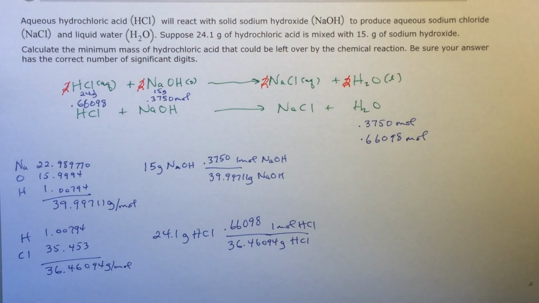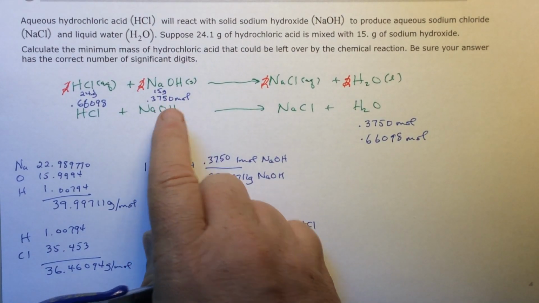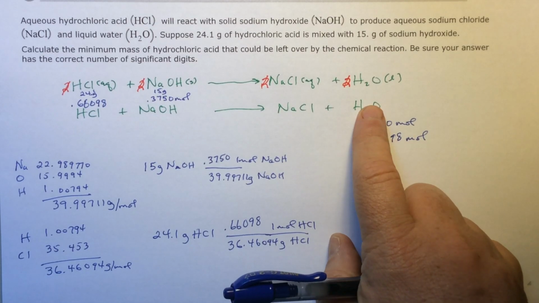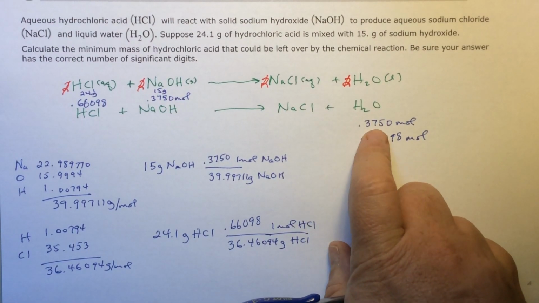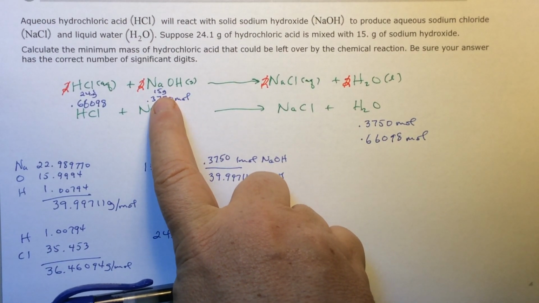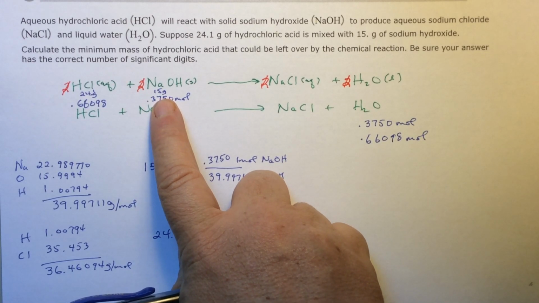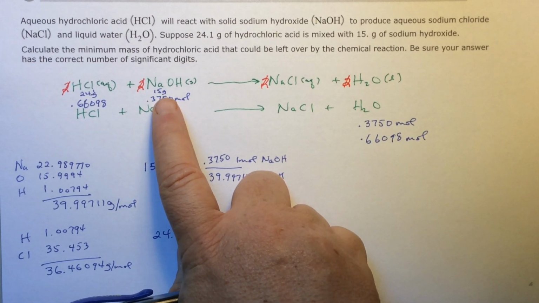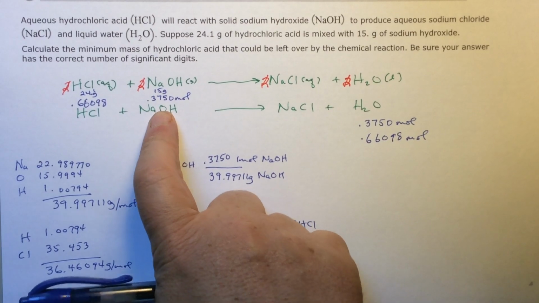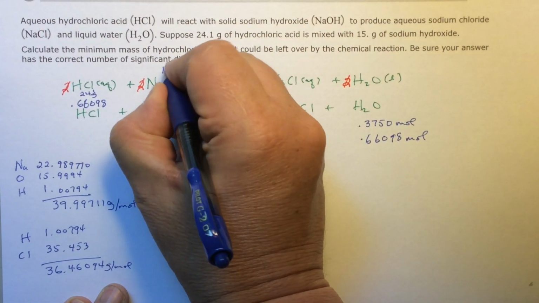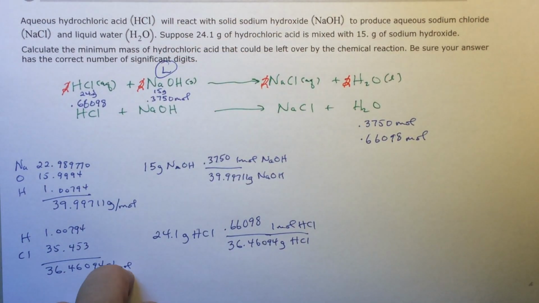Okay. Well, which is going to get used up first? Do you see I can make a smaller amount of water or salt or whatever. I can make a smaller amount with this 15 grams. So it's going to be used up first. So this is the limiting reactant. Now they already told you that it was, but this is the limiting reactant because it gets used up first.